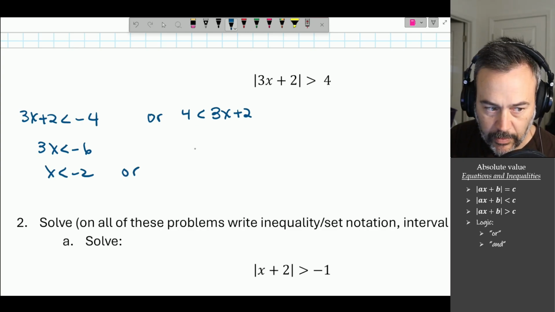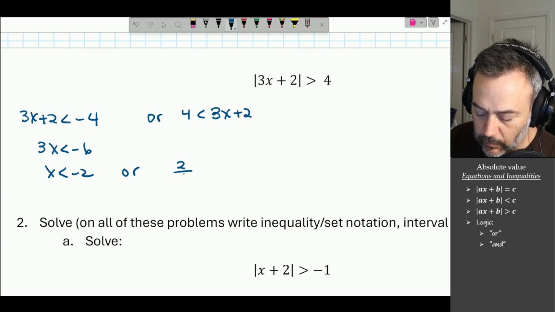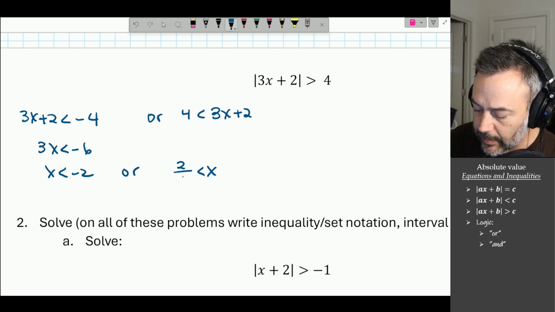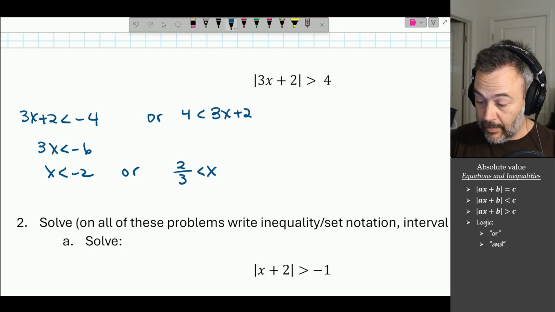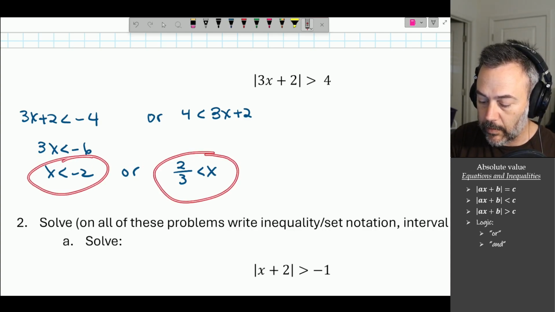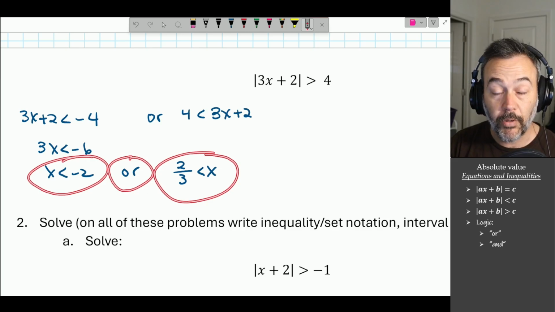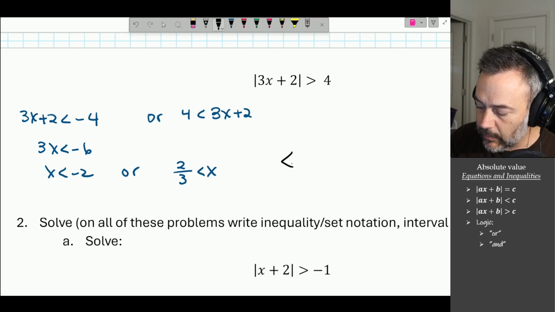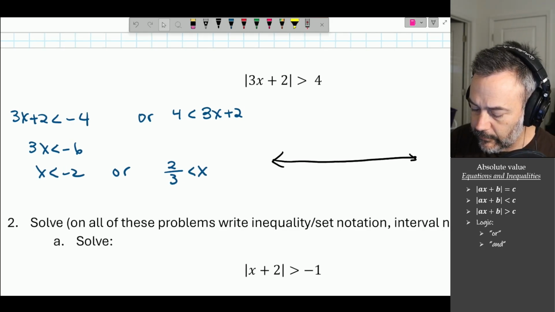Or, and if we solve this one, I think we're going to get 2/3 is less than x. I know you can do that, I'll just get to the answer. Okay, and because we have 2 inequalities with an or, that means we keep both sets in their entirety. And I'll just go straight to the graph.